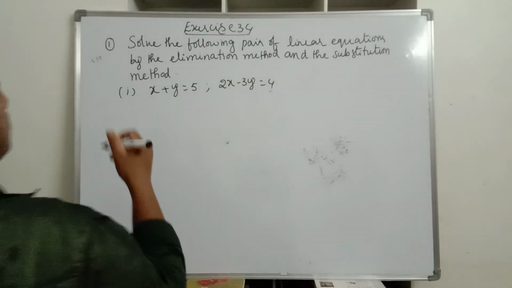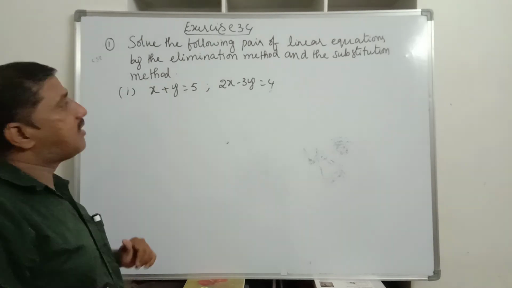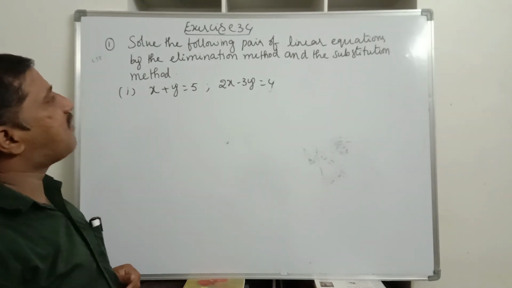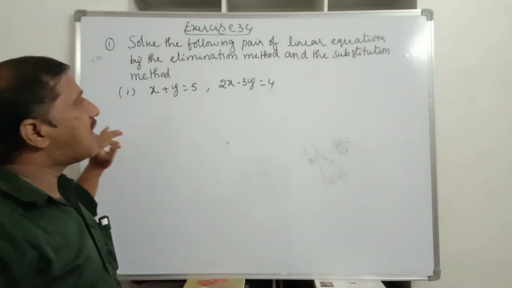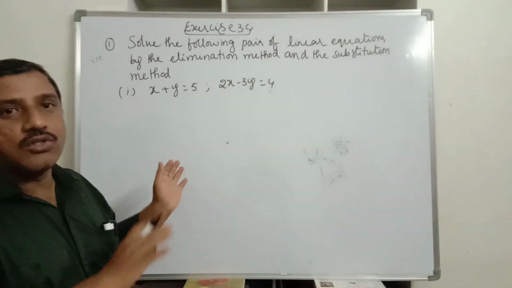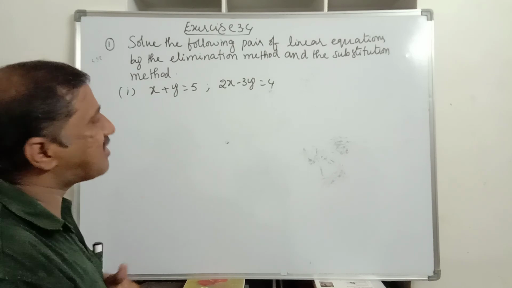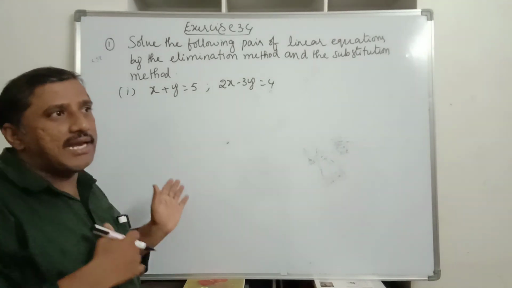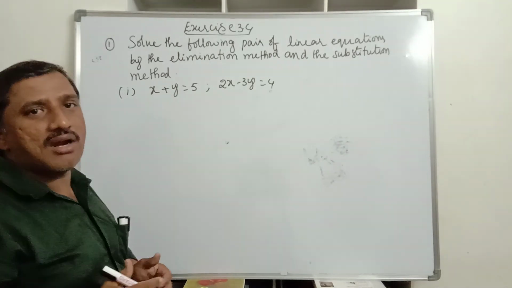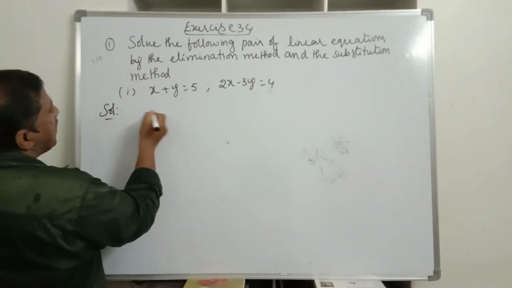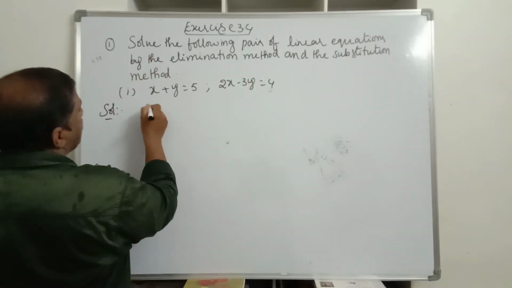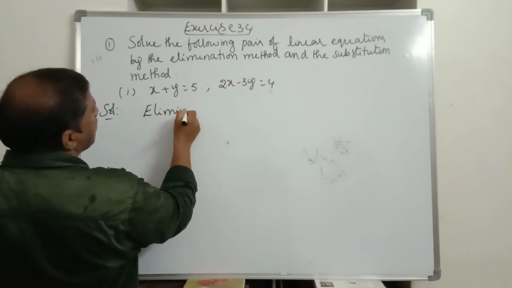Now exercise number 3.4, the first bit. Solve the following pair of linear equations by the elimination method and by the substitution method. Two methods we have to use to solve this equation, and we will verify whether in both the methods we got the same solution or not. First we will discuss elimination method.